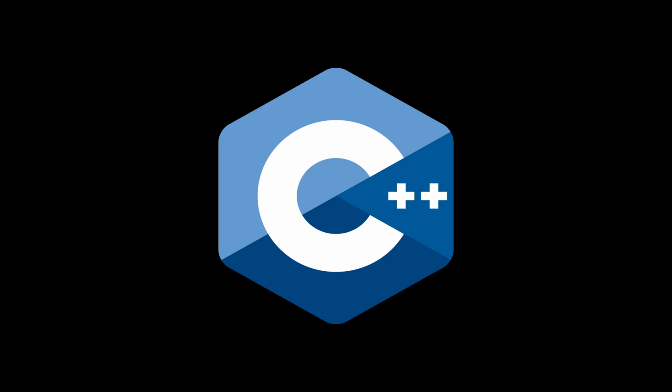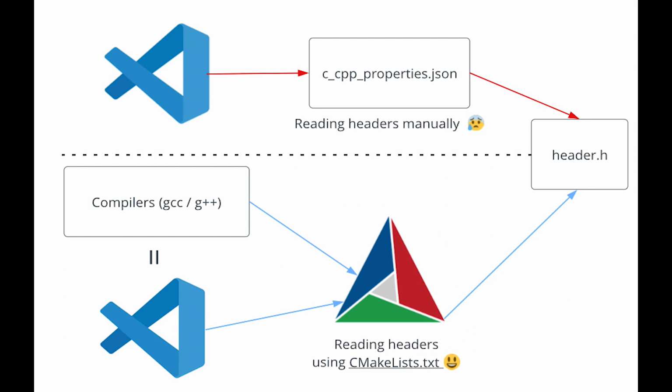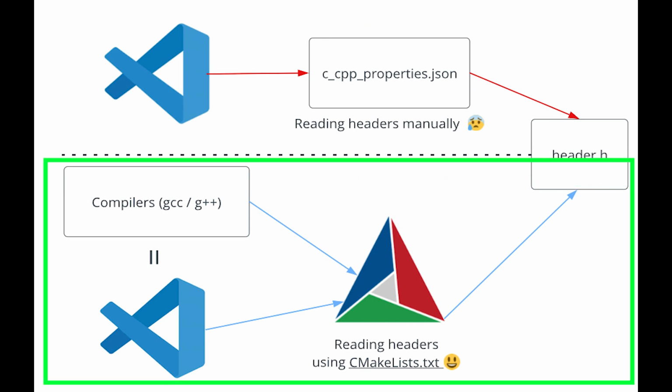When you are working with a C++ project using VS Code, there are two different ways for code completion. First is using cpp_properties.json, which is manually providing the search path. The other way is to make VS Code read the path using CMakeLists.txt.